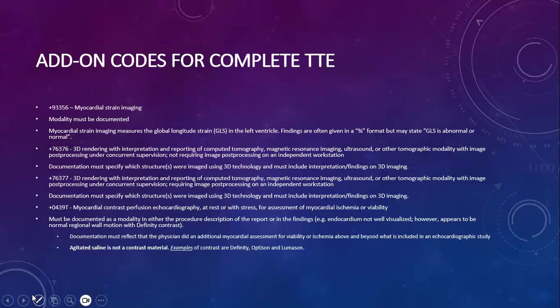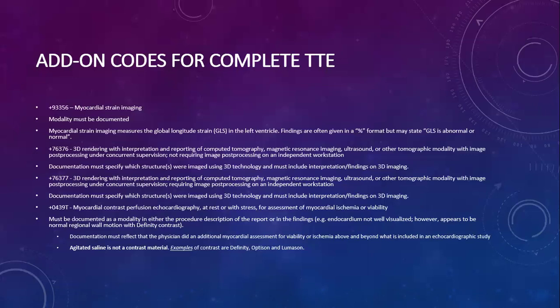Your 76376 and your 76377. 76376 is 3D rendering with interpretation and report. This is when the doctor is not telling you that it was done on an independent workstation. Remember, they need to tell you what structure was imaged with the 3D technology and what the finding is from that imaging. For the 76377, this is when your provider documents that it was on an independent workstation. So just make sure that you are reading the report to the fullest extent to make sure which one is the most appropriate to choose based on whether it was on an independent workstation or not.